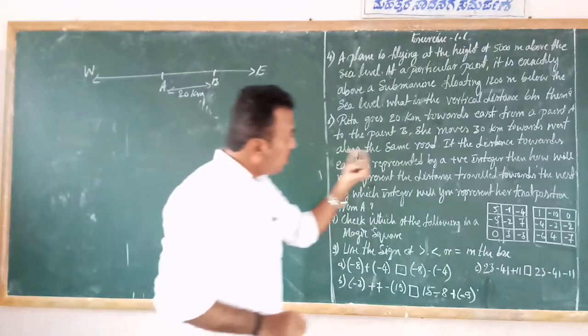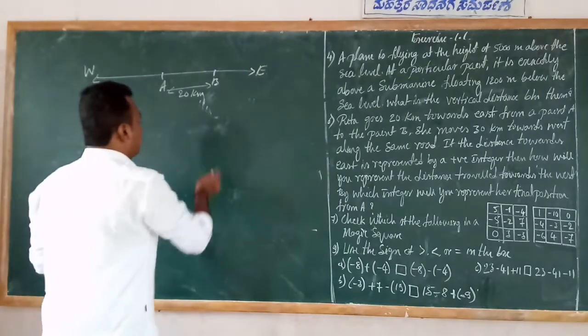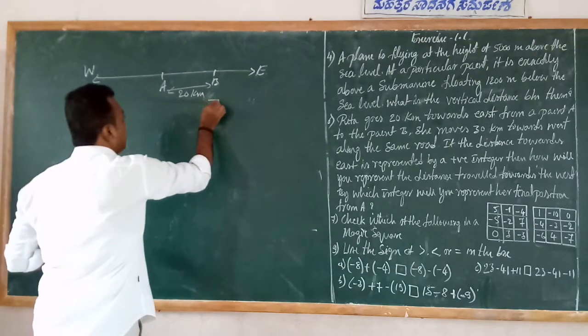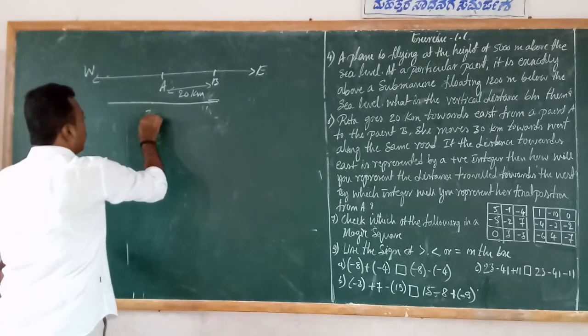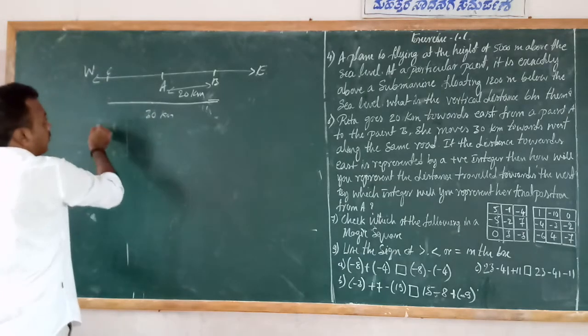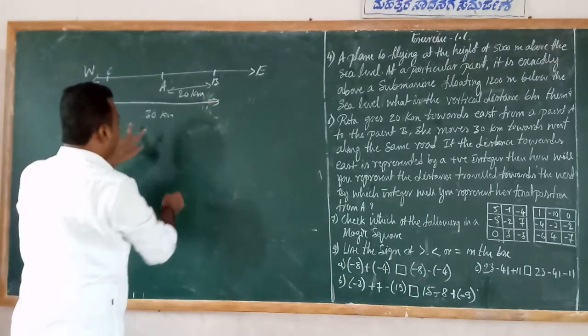She moves 30 kilometers towards the west along the same road. Again, she comes back. So how many kilometers does she come back? 30 kilometers she comes back. Okay, this is point C in our reference, at the west side. So this is the 30 kilometers.